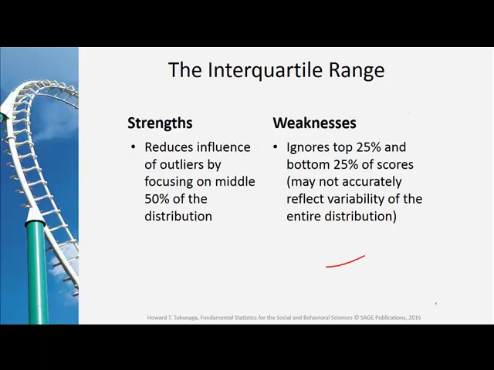Again, the strengths of this, it's great because it reduces the influence of outliers. The problem is you ignore half of your scores. Data is precious. You go through a lot in collecting your data, and here you're saying, no, I just need the middle 50%. I had to collect twice as much data to figure out who the middle 50% were, but I'm not going to look at the 25 on the outsides.